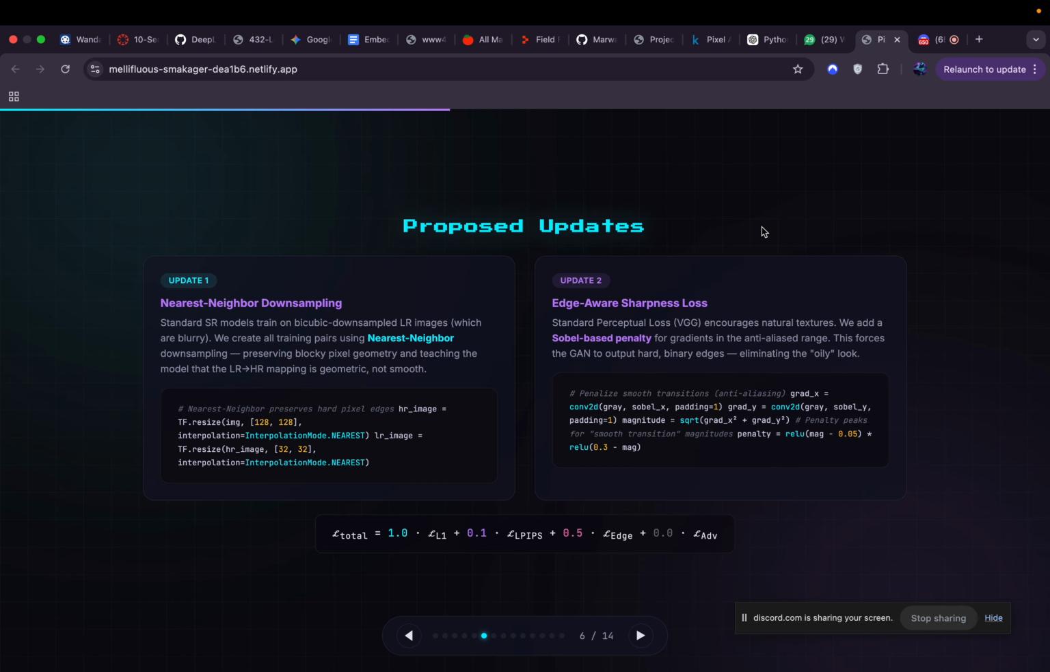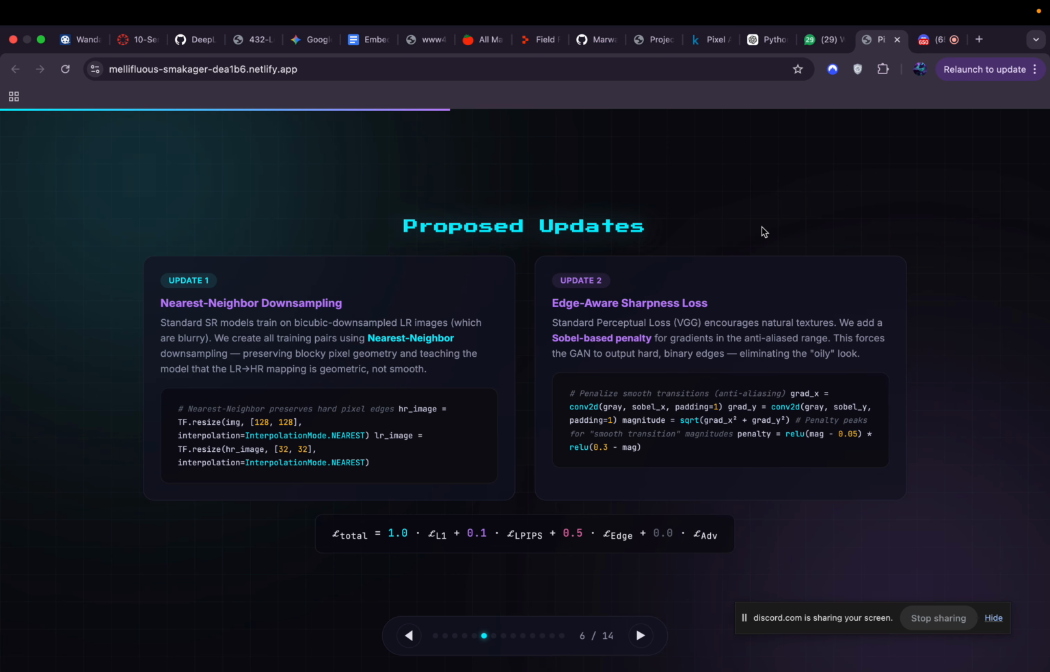Our second update is the edge-aware sharpness loss. The standard perceptual loss using VGG encourages natural-looking textures like grass or skin, but for pixel art, we want the opposite. We want hard binary edges, which VGG fails at. We compute Sobel gradients on the generated image. If the gradient magnitude falls in a middle range, indicating a smooth transition like anti-aliasing, we apply a penalty. This forces the network to output either flat regions or hard edges, nothing in between.